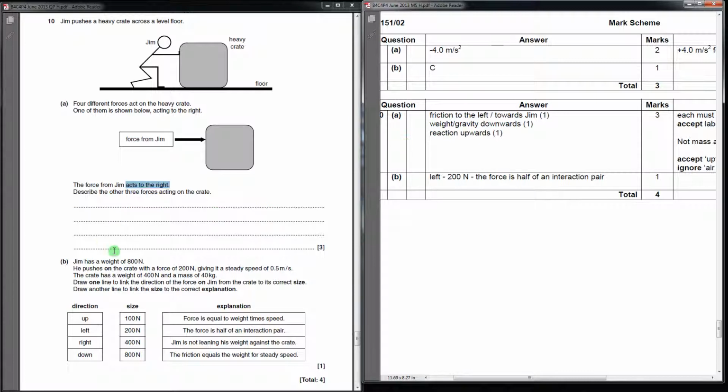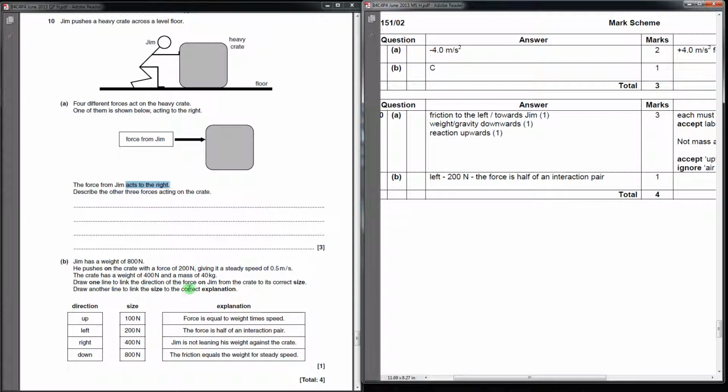And part B says Jim has a weight of 800 newtons. He pushes on the crate with a force of 200 newtons, giving it a steady speed of 0.5 meters per second. The crate has a weight of 400 newtons and a mass of 40 kilograms. So that's a lot of information. Okay, and it says draw one line to link the direction of the force on Jim from the crate to its correct size. Draw another line to link the size to the correct explanation.